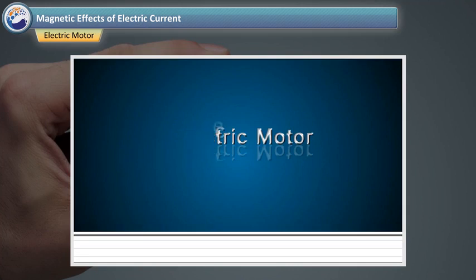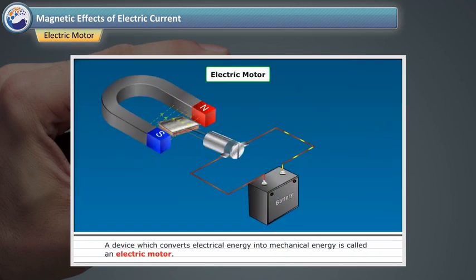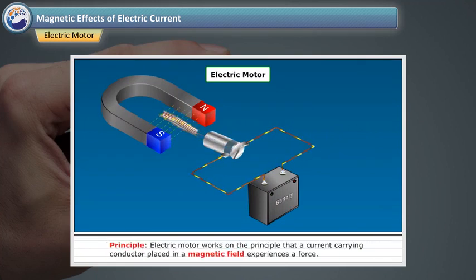Electric motor. A device which converts electrical energy into mechanical energy is called an electric motor. Principle. Electric motor works on the principle that a current-carrying conductor placed in a magnetic field experiences a force.